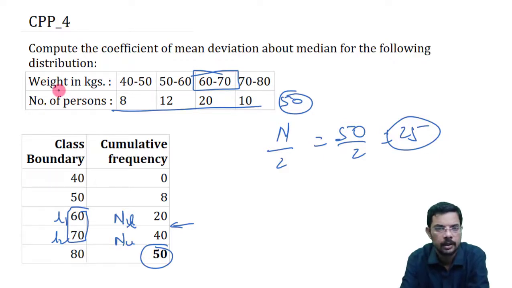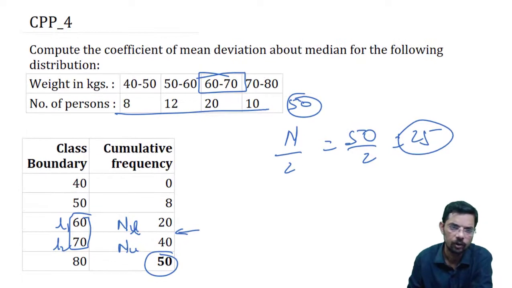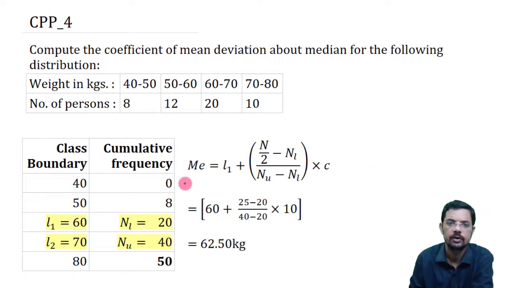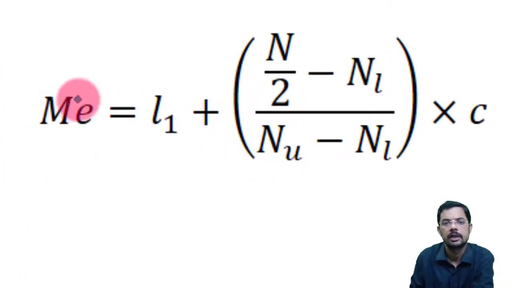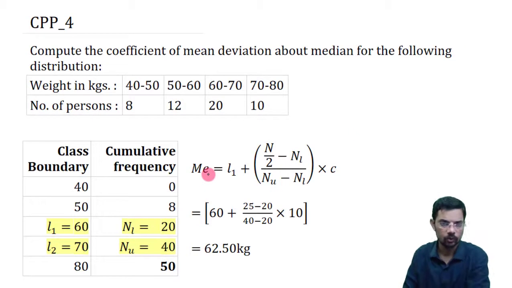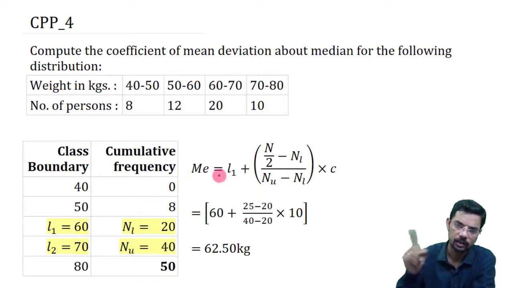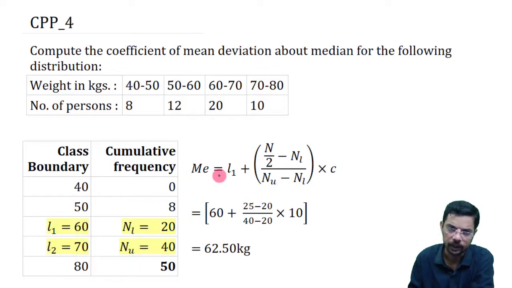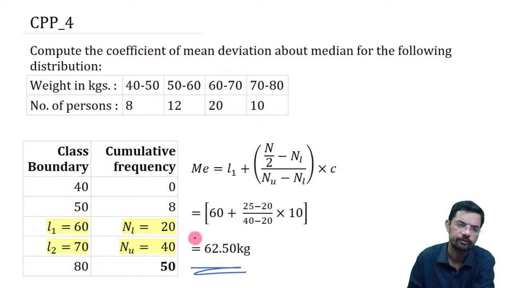Is that clear? Now we shall move on to find the median. We all know how to find the median. The formula is median equal to L1 plus (n by 2 minus NL) by (NU minus NL) into C, with the class length and everything. In case you don't know how to find the median, you can check the I button for the corresponding video. We just put these values and calculate. We get the median as 62.50.